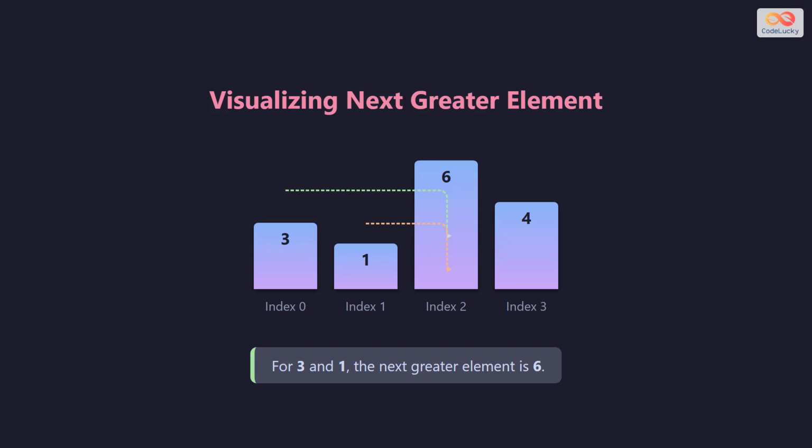Let's visualize this. Imagine the array elements as bars. We are looking for the next taller bar to the right. For the first bar of height 3, we scan right until we hit the bar of height 6. That is our answer. The same logic applies to the bar of height 1. Its next greater element is also 6. It is about finding the nearest peak that overshadows the current position.